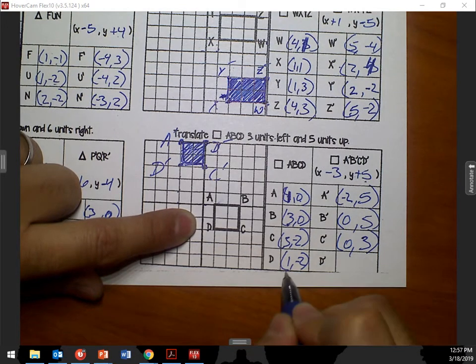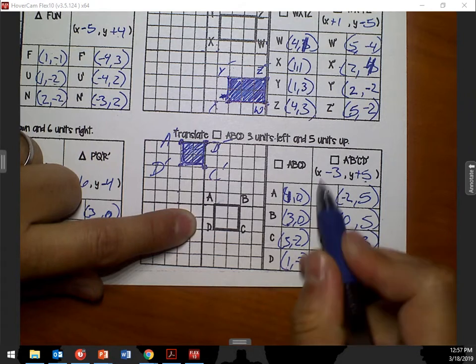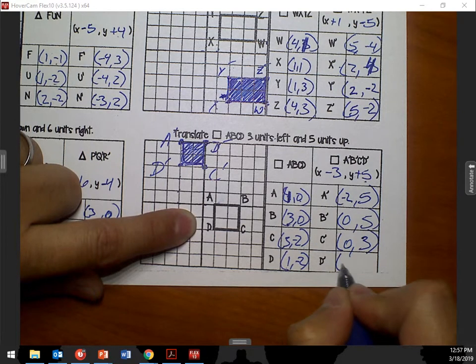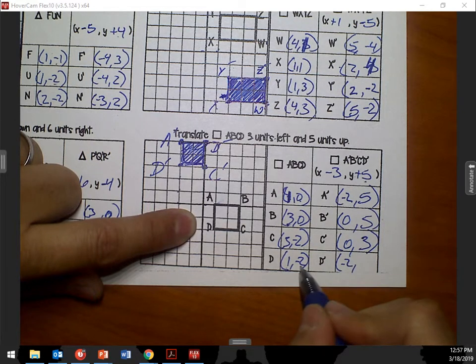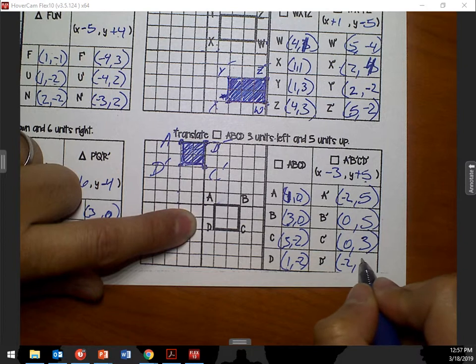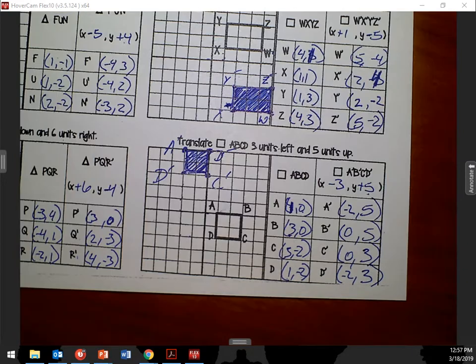And D prime, let's see. So that's going to be 1 minus 3, negative 2, and negative 2 plus 5, positive 3. There we go.